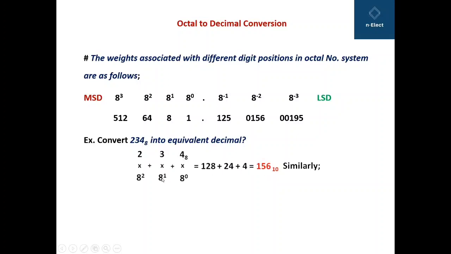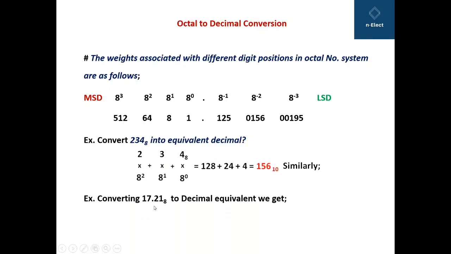Then 8 raised to power 1 is 8, into 3, that is 24, so 24 we will get. 8 raised to power 2, that is 64, into 2, that is 128, so 128, and 128 plus 24 plus 4 gives me 156, which is the decimal. So here we have converted 234 octal into 156 decimal.